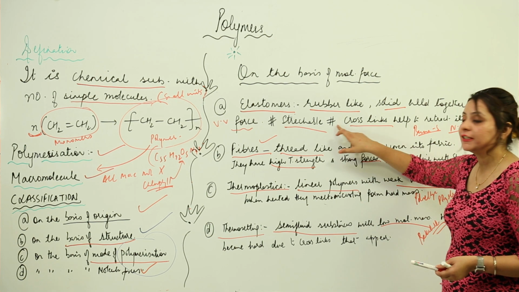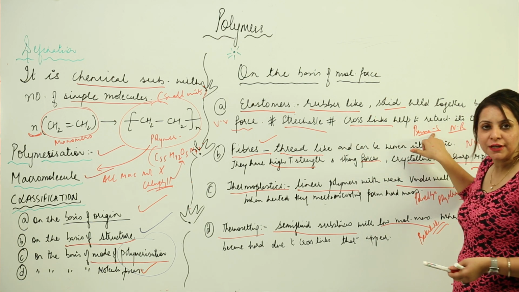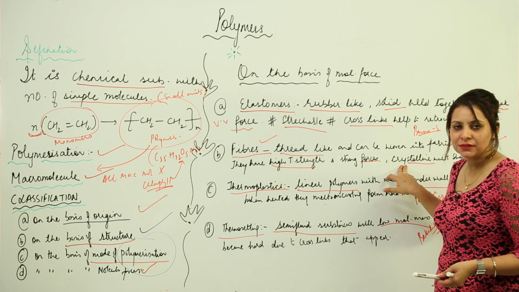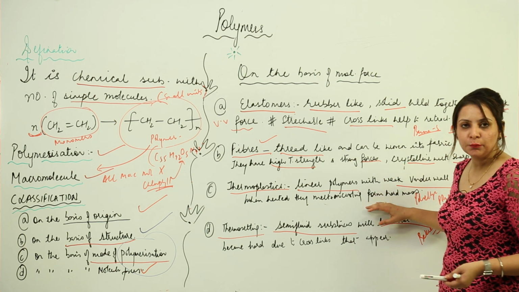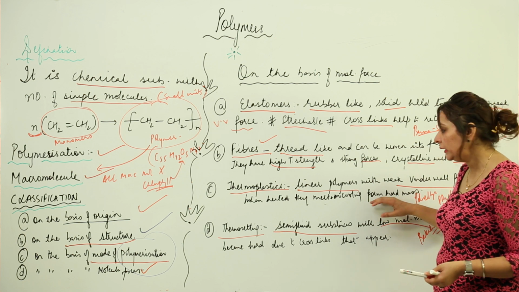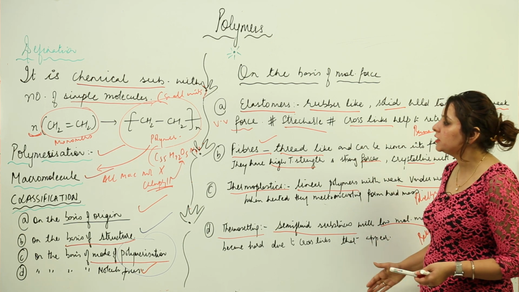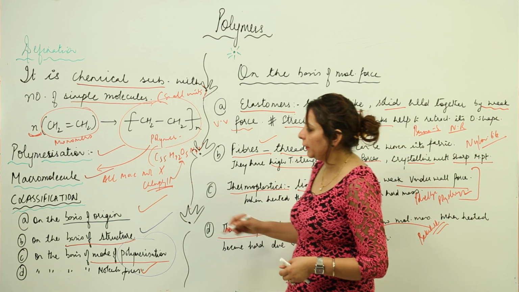Examples for elastomers, because they are stretchable, are natural rubber and synthetic rubbers as well. For fibers we have nylon 66 and others, for thermoplastics polystyrene and polythene, and for thermosetting ones bakelite or melamine. So these are the classifications of polymers.